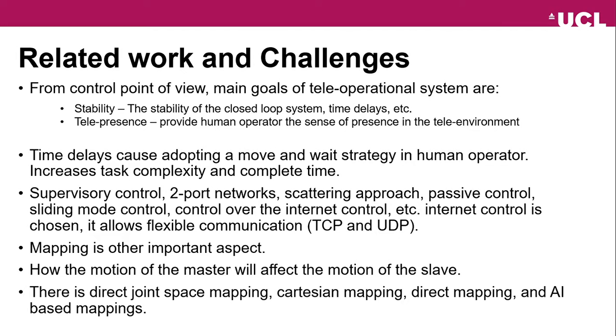In terms of the related work and the challenges in this area, we can look at the problem from 2 points of view. The first one is the control point of view, and the other one is the mapping point of view. From the control point of view, the main goals of the teleoperation system are stability and the telepresence. Stability refers to the closed loop system of the control, and usually in the papers, the main addressed problem is the time delays. Telepresence means providing the human operator the sense of presence in the tele environment, meaning the operator would feel and move objects as if he was in the tele environment.